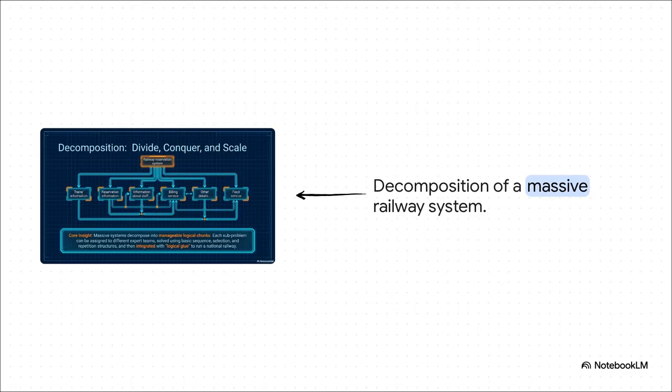And understanding sequence, selection, and repetition is such a game changer, because when you combine them, you can build incredibly complex architectures. Take a look at a massive national railway reservation system. It looks totally overwhelming, right? But the secret sauce is decomposition. We divide, conquer, and scale. These giant systems decompose into manageable logical chunks, like billing or train info. You solve each subproblem using your basic sequence, selection, and repetition, and then use that structural logic as the glue to hold the entire railway system together.